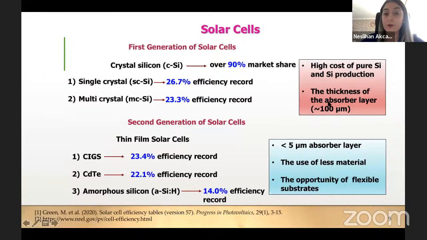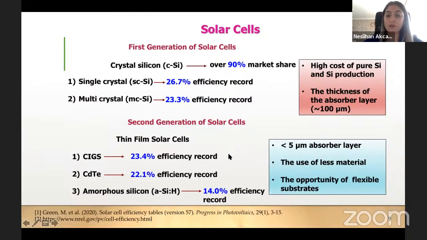when we evaluate the production processes of silicon-based solar cells, they are very costly because of the silicon production processes, such as the growth of mono and multi-crystal silicon, slicing them, and also doping them. Silicon is an absorber material which has an indirect band gap. That's why we need a high thickness of silicon solar cells, approximately 100 micrometers. But thin film solar cells have a high absorption coefficient. That's why a thickness smaller than 5 micrometers is enough to use these materials as absorber layers.